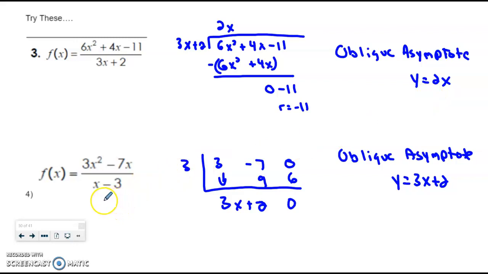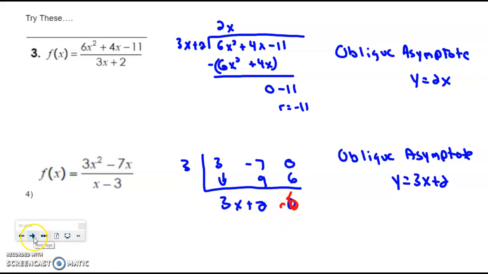In this case, because I had x minus 3, I was able to use 3 with synthetic division, and I got 3x plus 2 to be my oblique asymptote. It does have a remainder of 6, but that's not going to impact what your oblique asymptote is.